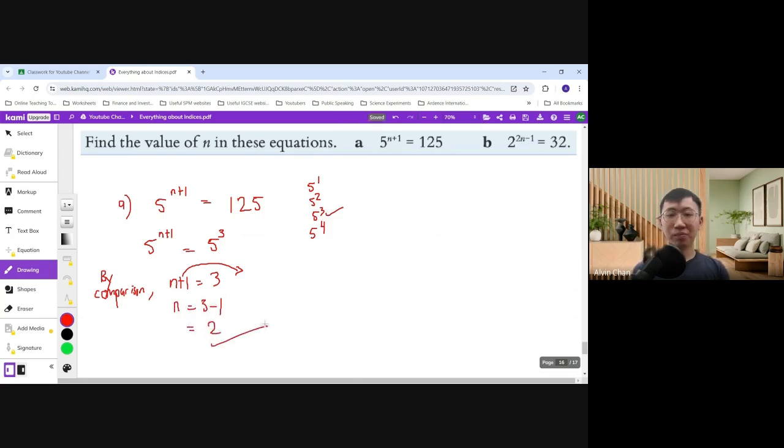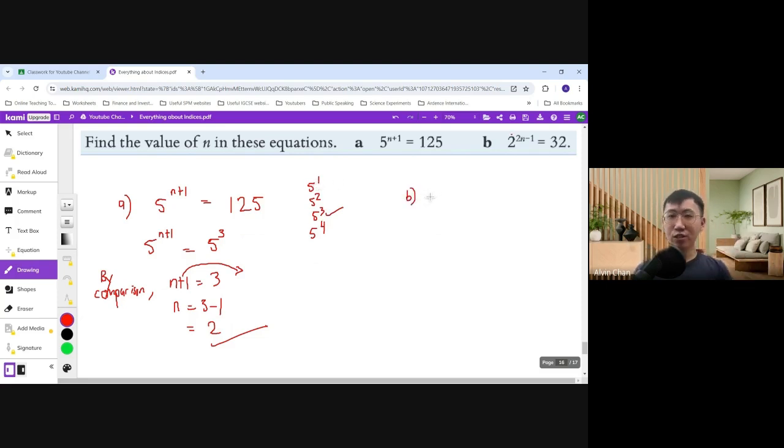Get it? So how to check answer? Remember, mathematics can check answer, right? So take 2, substitute into your formula. 2 plus 1 is 3. And indeed, 5 to the power of 3 is 125. Logic, right? So that's how you know your answers are pretty much correct.